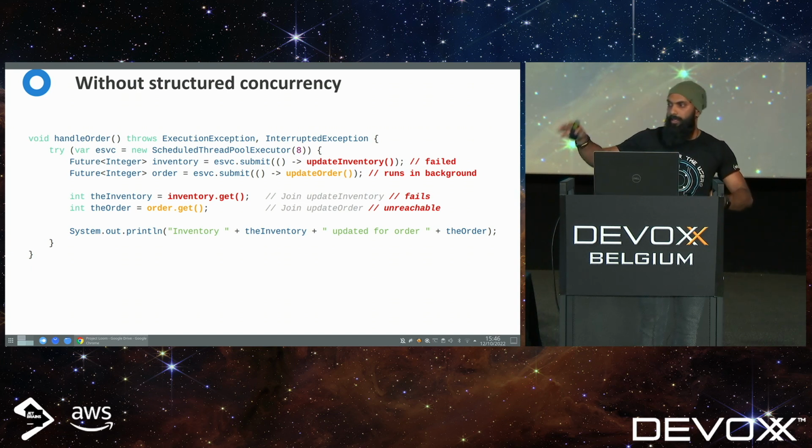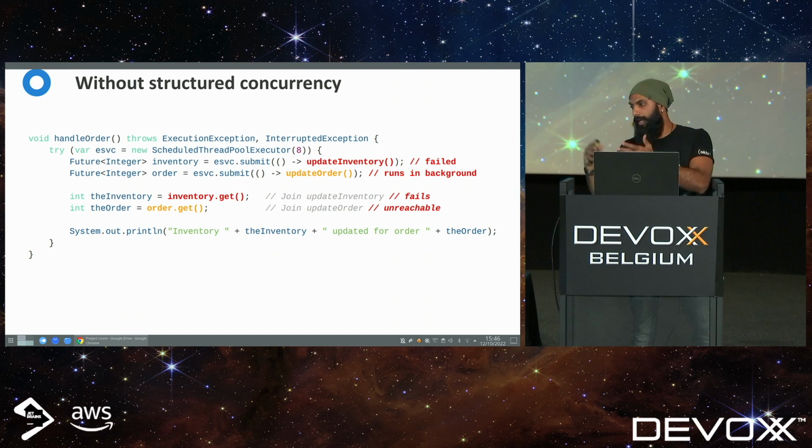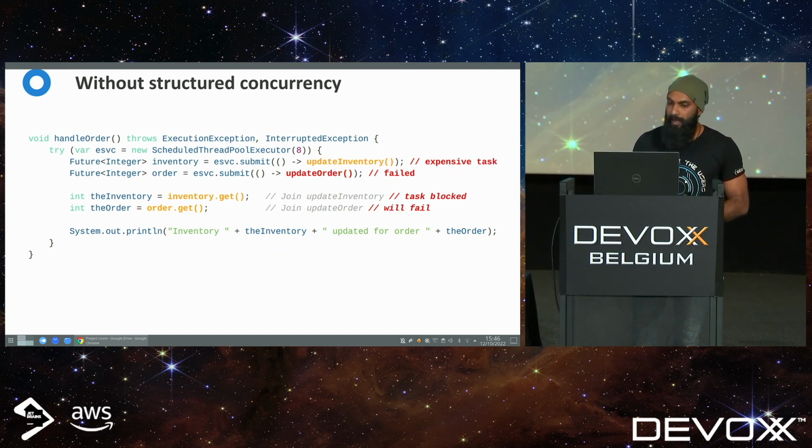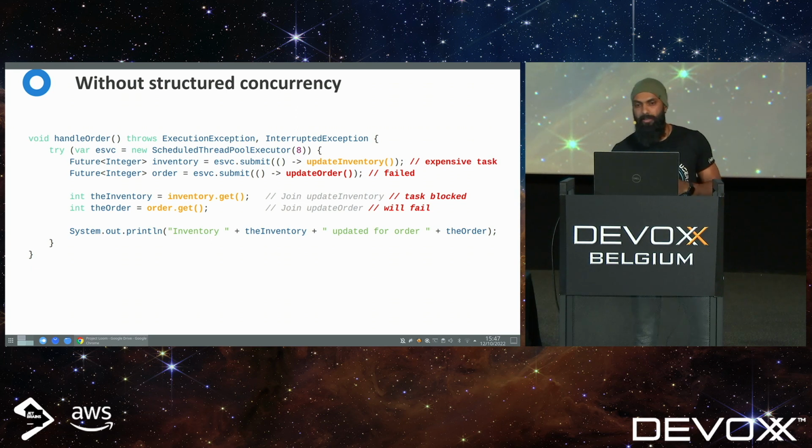So as I mentioned, in a real world use case, you would write a lot of guard logic for this. You would write workarounds to kind of roll back things and so on. And let's take another example. So imagine update inventory is a long-running, expensive operation, and update order failed, because they are running concurrently.